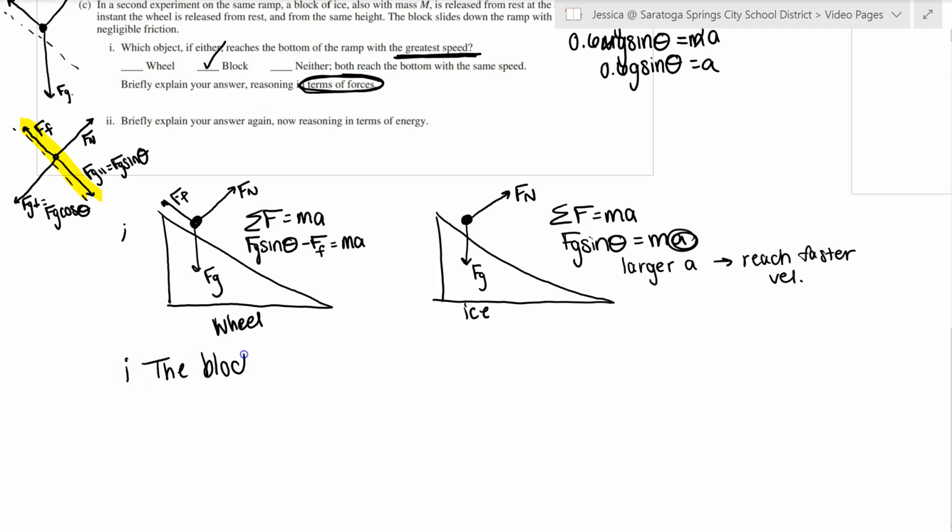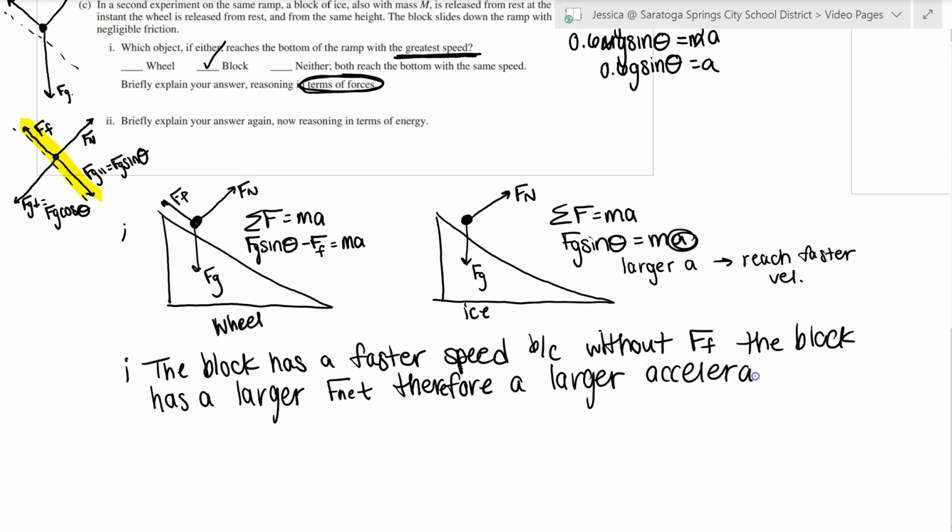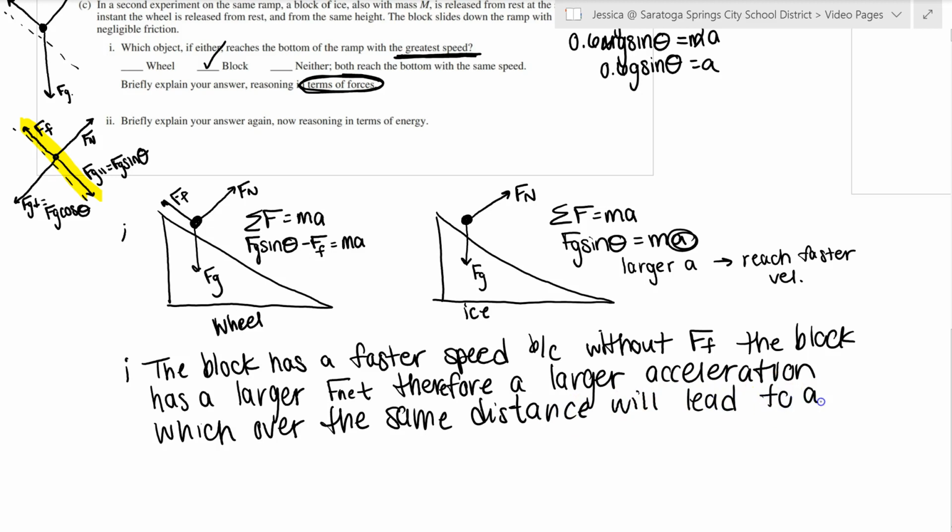So the block has a faster speed because without the force of friction, the block has a larger net force, therefore a larger acceleration, which over the same distance, because the ramps are the same distance, will lead to a larger velocity. Done. Okay, cool.